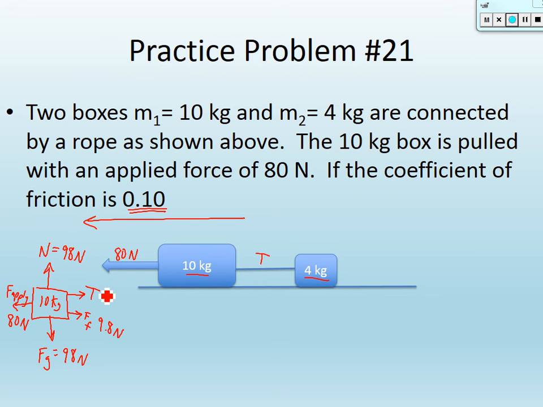Yeah, that's tension, right? So I'm going to put T for tension. Okay, that's it for this block, all the magnitudes. I can't solve for tension yet. We will be able to at the end, though. Okay, let's draw the free body diagram for this block now, the 4 kilogram block.